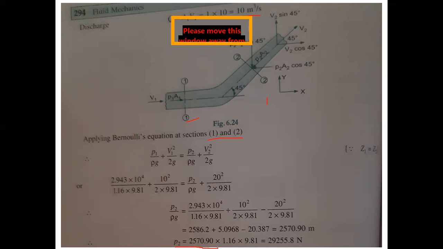In the earlier problems, the diameter of the pipe was the same, so we did not use Bernoulli's equation or the continuity equation. Whenever the diameter of the pipe is the same, we can directly find Fx, Fy and the resultant force Fr. Whenever there are changes in the diameter, we have to consider the continuity equation and Bernoulli's equation. Now we got the P2 value by using Bernoulli's equation.